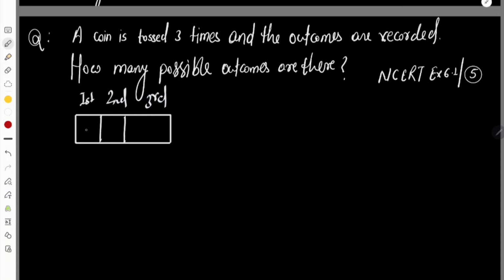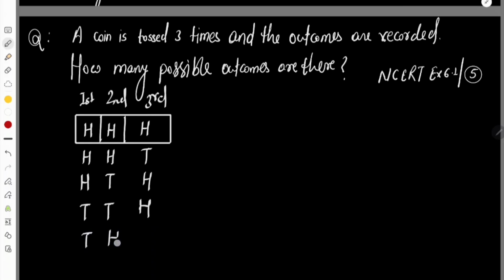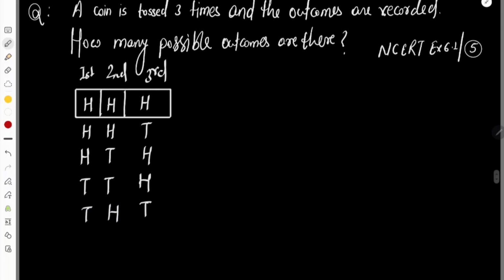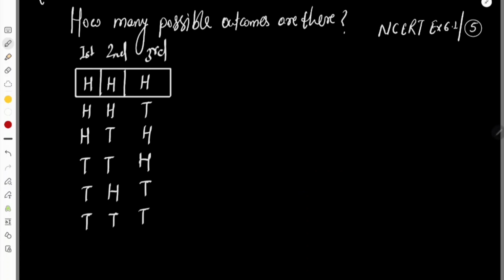Let's say in the first toss someone gets head, in the second toss head, and in the third also maybe head. It is possible, since you are tossing 3 times. Maybe head then tail is possible. Someone will say, sir, head tail head is also possible. I will say yes, obviously. Tail head is also possible. Yes, obviously. Tail head tail is possible. Yes, obviously. Tail tail is possible, yes.